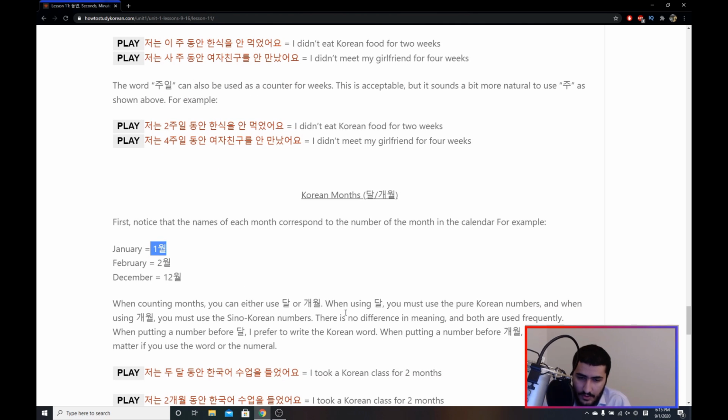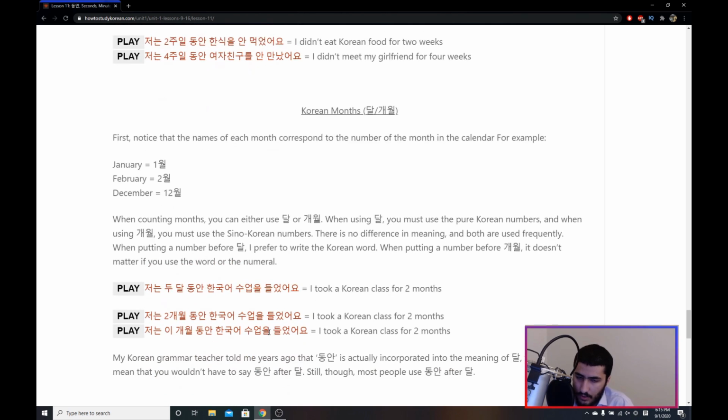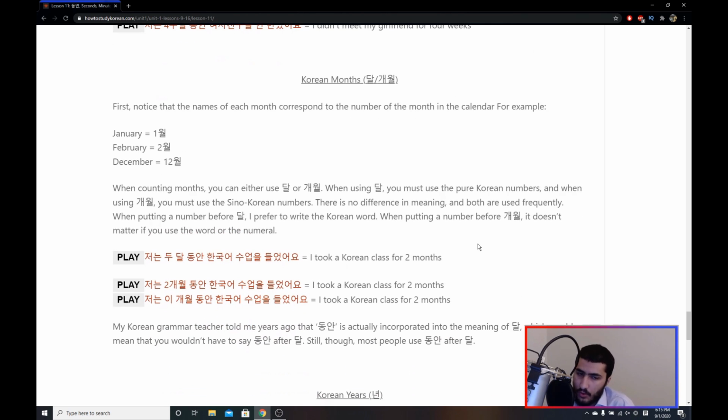When counting months, you either use 달 or 개월. I already said this. There is no difference in meaning, and both are used quite frequently. When putting a number before 달, I prefer to write the Korean word. When putting a number before 개월, it doesn't matter if you use the word or numeral. 저는 2달 동안 한국어 수업을 들었어요.